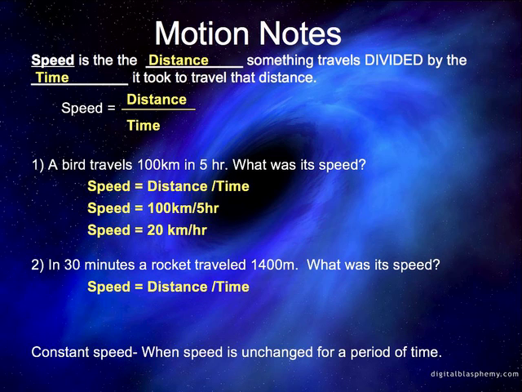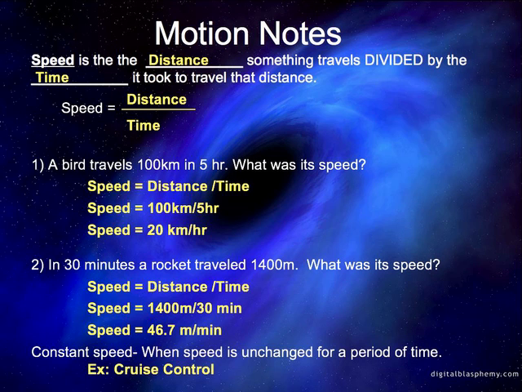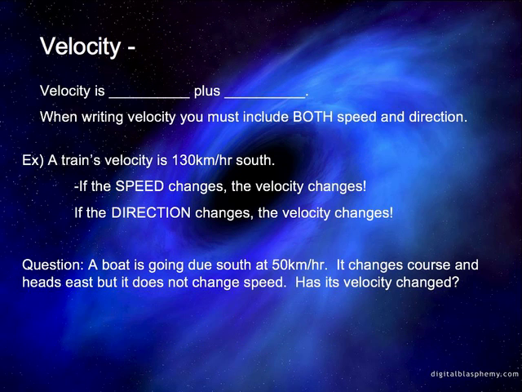A rocket traveling 1,400 meters in 30 minutes. Again, distance divided by time, 46.7 meters per minute. Okay. So wait, is the speed equal? Speed is equal to distance divided by time. And constant speed is when something is traveling, guys, listen, when an object is traveling at the same speed without it going up or down. Like a car in cruise control.